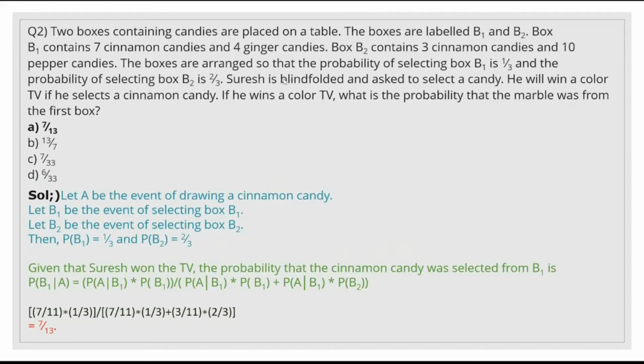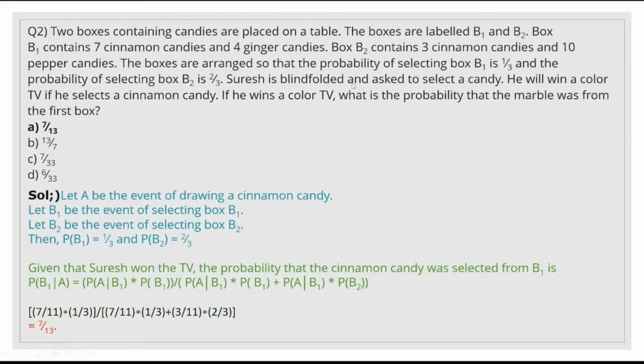Question number 2. Two boxes containing candies are placed on a table. The boxes are labeled B1 and B2. The box B1 contains 7 cinnamon candies and 4 ginger candies, and the B2 box contains 3 cinnamon candies and 10 pepper candies. The boxes are arranged so that the probability of selecting box B1 is 1/3 and the probability of selecting box B2 is 2/3.